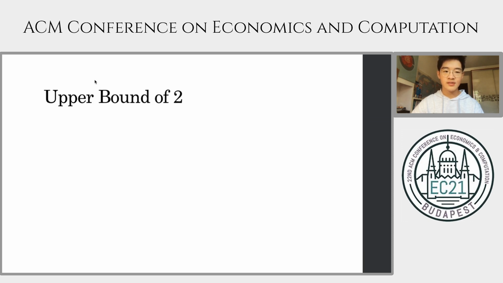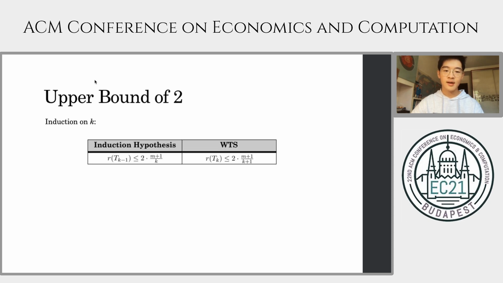The sketch of the proof goes as follows. Essentially, we will apply induction on k. The induction hypothesis and what we want to show are given as follows. In order to proceed from the induction hypothesis to what we want to show, we need to make a couple of useful observations. The first observation is that the Borda score of T_k is upper bounded by the Borda score of T_{k-1}. This is almost immediate because T_k is simply obtained from adding one more candidate to T_{k-1}, and adding that candidate will not increase the Borda score.